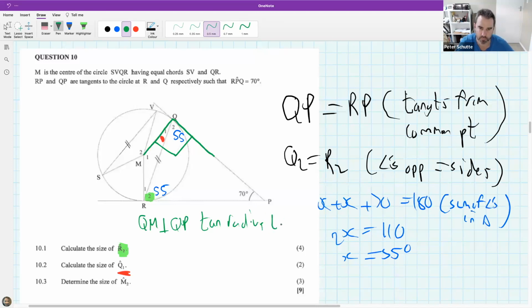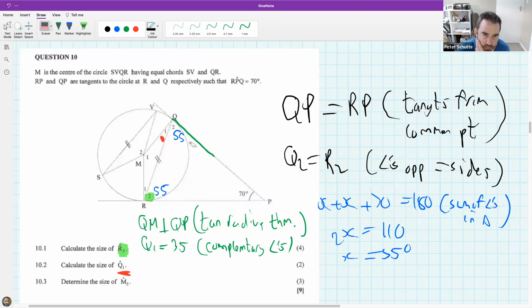Tan radius theorem. And then, because that's 90, we then know that Q1 must be equal to 35, because you can just say complementary, or you can say adds to 90. Complementary angles, or adds to 90, etc. So this is going to be 35, and yeah, that's going to be correct. That is 35.